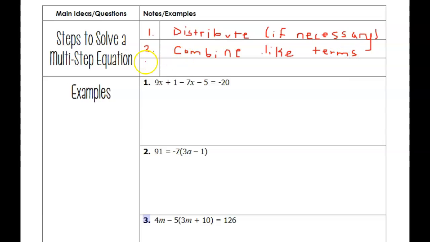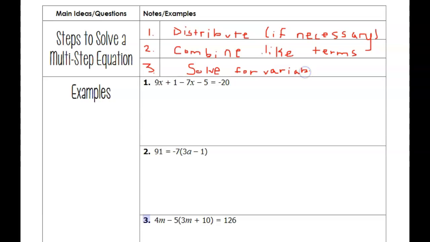The last thing we want to do is we want to then solve for the variable. So we're distributing if necessary, we're going to combine like terms, and then we're going to solve for the variable.